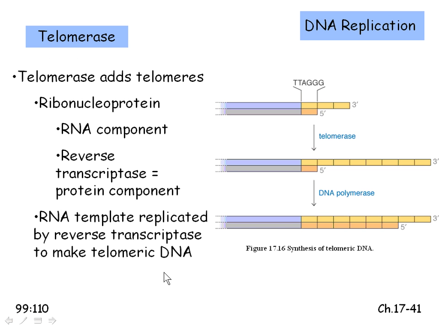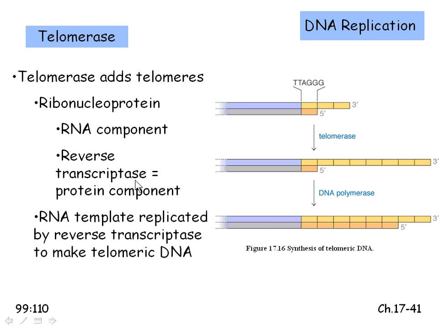Now, the enzyme complex that actually accomplishes adding on telomeres onto the DNA is called telomerase. The telomerase is actually a complex of many proteins. It's called a ribonucleoprotein because, as the name suggests, there's an RNA component and there's a protein component. The protein component is reverse transcriptase, and many of you might recall that reverse transcriptase is actually a DNA polymerase that can use an RNA template.